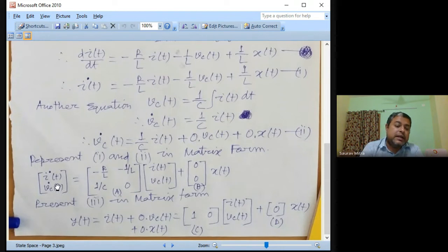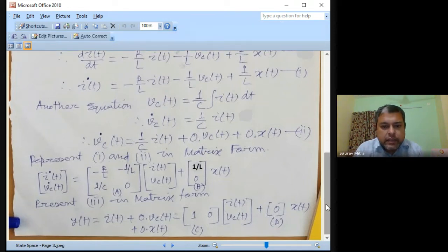On the left side this is called q dot t, or the differentiation of the state variable matrix. So q dot t is nothing but i dot t and vc dot t. Now let us see what the i dot t equation is. I now represent the first and second equations in matrix form. The first equation, i dot t, you will find from the top row. What is the first equation? i dot t is equal to minus R by L into it.